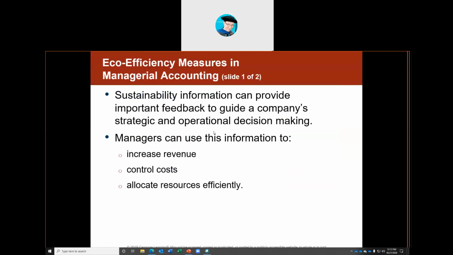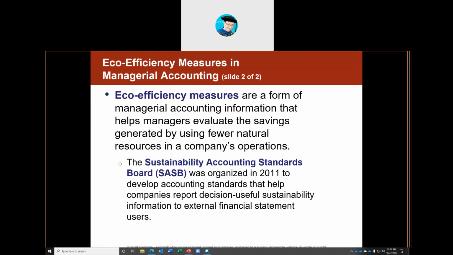Sustainability information can be used for companies in their strategic decision making. Managers are always looking at ways to increase revenue, reduce or control costs, and be efficient when using resources. Eco-efficiency is a measure by which accounting information helps managers to evaluate the savings generated by being more efficient with their operations.